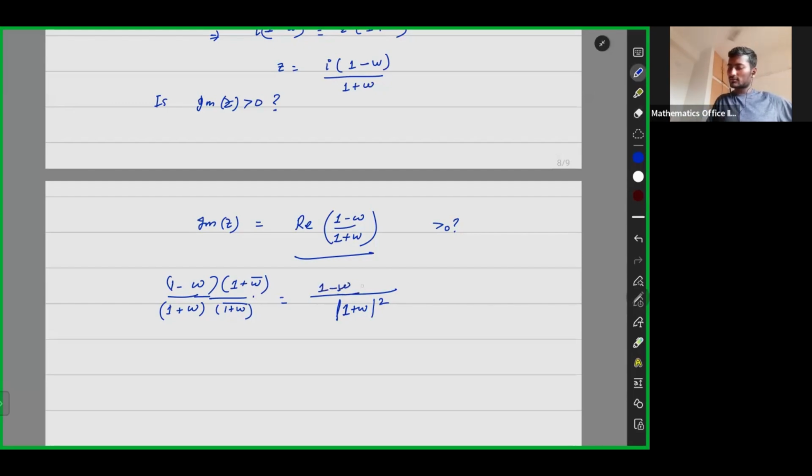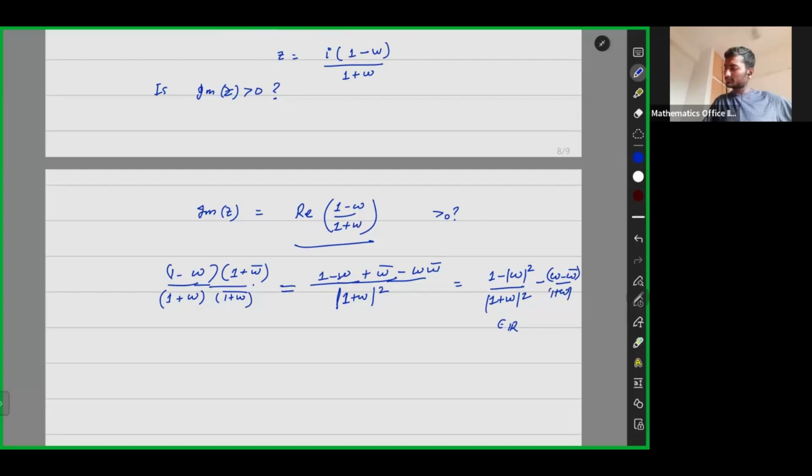1 minus w, minus, plus w bar, minus w bar. Fine. If you have a doubt, you can ask me. 1 minus mod w square divided by modulus of 1 plus w square. This is completely real, so this belongs to the real part. The left part we are looking at is w minus w bar, divided by modulus of 1 plus w square.